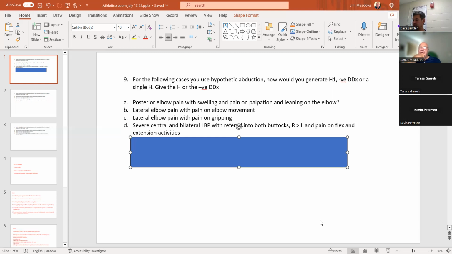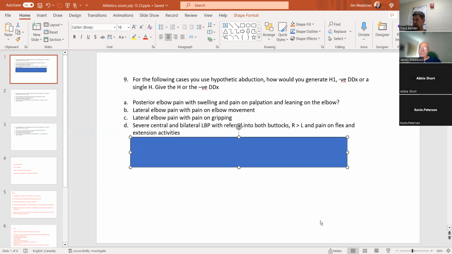Now, quadrants. Remember what you're doing here. You're trying to eliminate it. So a quadrant and as a pathology. Okay, so you don't have to be fancy about this. Just do the quadrants. If they're negative, move away from the joint.